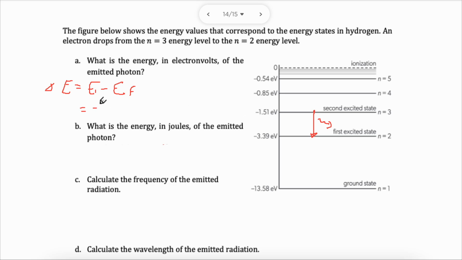So let's do it. Minus 1.51 minus negative 3.39, and if I stick that into my calculator, we should get our answer. 1.51 minus negative 3.39, and I should get 1.88. 1.88. What have I done? 1.88 electron volts. Now I need to switch this into joules.